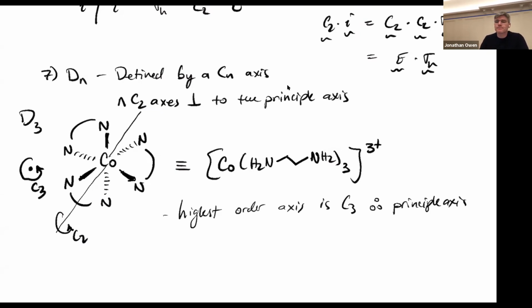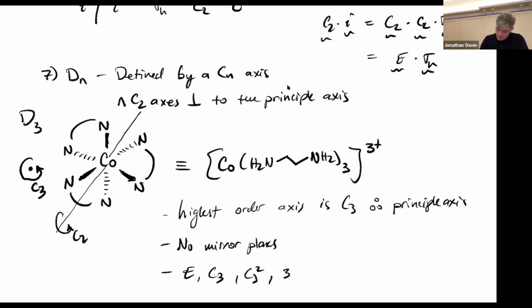No mirror planes here. It's tempting to find a mirror plane, but there are no mirror planes. So how many operations in this group? We have E, we have a C3, we got a C3 twice, and a C3 3 times, oh, sorry, which is the same as E. So C3 and C3 twice.